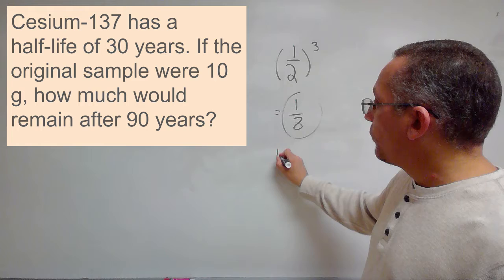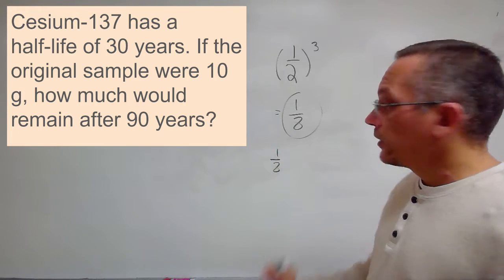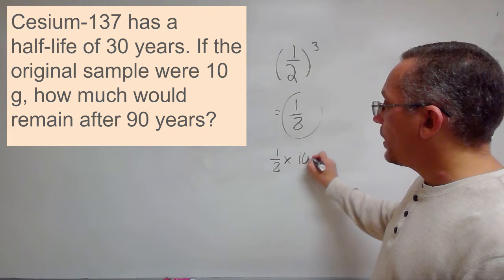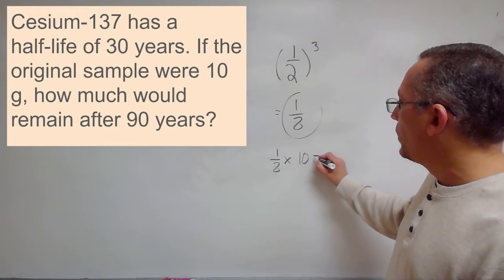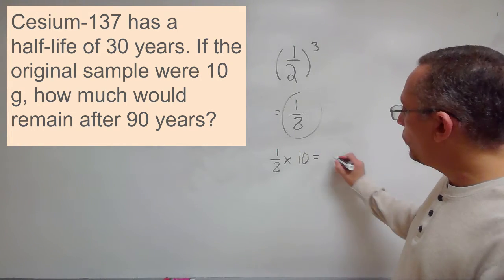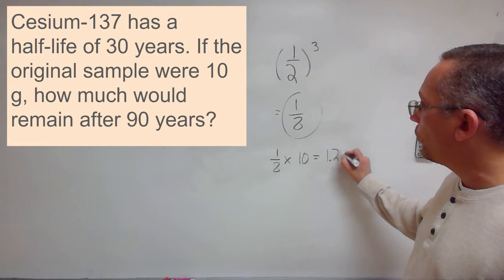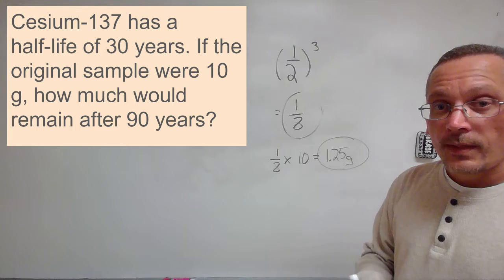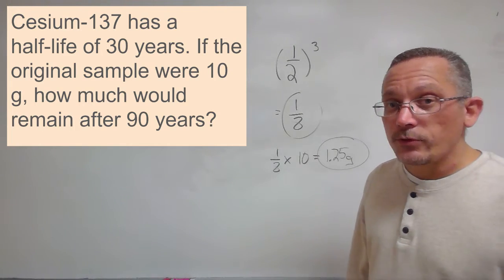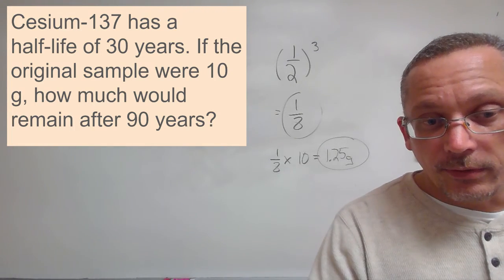So if I'm going to have 1/8 left, and I started with 10 grams, then I'm going to do 1/8 times 10 grams. And that should come out to about 1 1/4, 1.25 grams. So that is a how many grams remain problem. Pretty simple there.